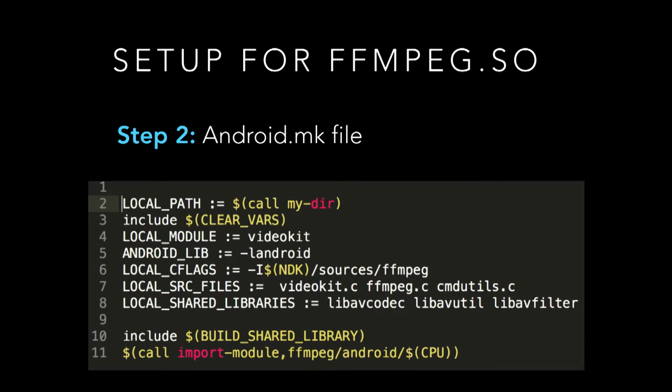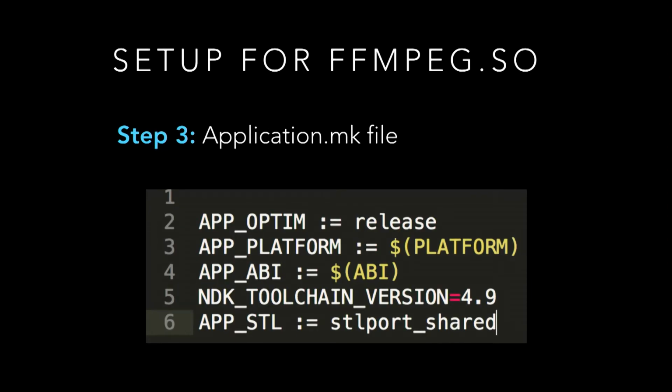The next step is also to create the Application.mk file, which is another makefile. And this one defines these properties for all the modules in your project. So it'll define these properties for the videokit library as well as the FFmpeg library. So you have to specify the ABI that you're using here. That would be either ARM or x86, and the NDK toolchain version, and the STL libraries that you would need to compile your code, the native code.